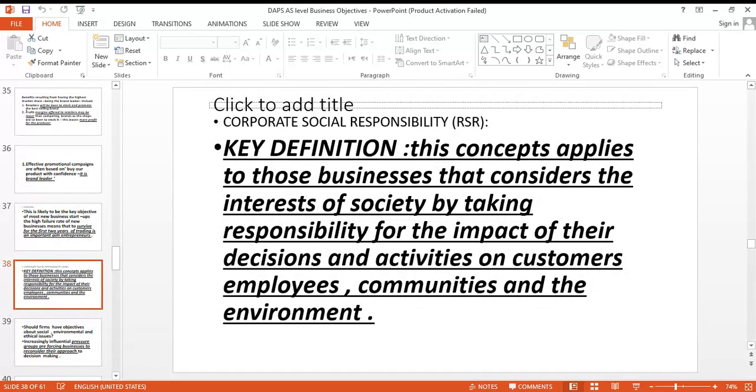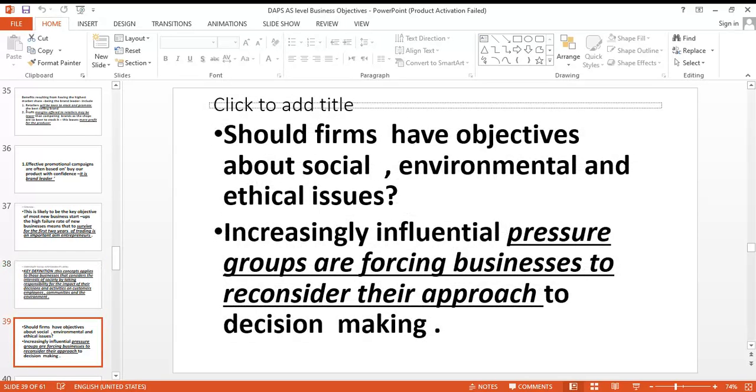Another very important aim which has come into vogue now is corporate social responsibility. Simply, yes, you have to make a profit, but you keep the interest of the community in mind. You keep the interest of the society in mind. You keep the interest of the environment, of the employees in mind. Okay, there is a big question mark in the industry. Should firms have this objective in the first place or not? Should corporate social responsibility be adopted as an objective or not? This is a big question mark.